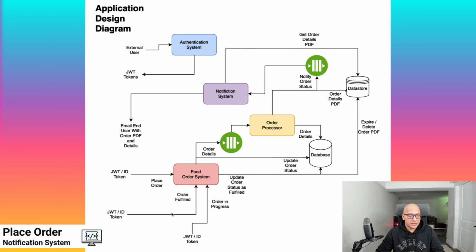The notification system at that point is going to take the location of the file from the data store and pick up that file. It's going to take the information of the order, or the order ID. It's going to take the information of the end user who placed the order, which we initially got from the authentication system. It's going to send that as an email with the PDF to the end user, saying, okay, your order is now created. This is the status of the order, which is that it has just been created.